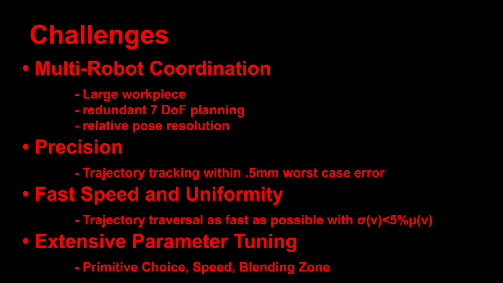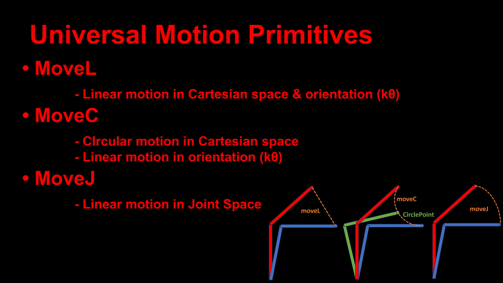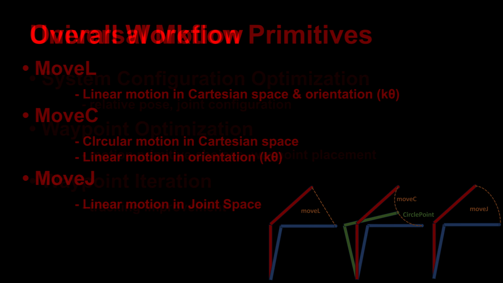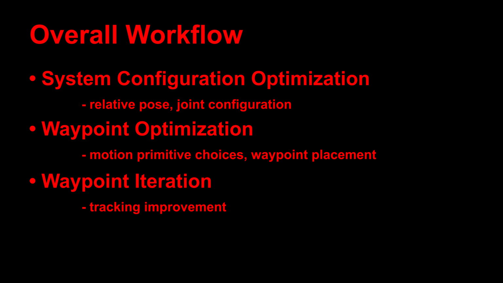All industrial robots provide 3 types of motion primitives: Move L, linear in Cartesian space; Move C, circular arc in Cartesian space; and Move J, linear in joint space. We decompose the problem into 3 steps: system configuration optimization to solve joint space trajectory, waypoint optimization to populate motion command with primitives, and waypoint iteration to improve the tracking performance.